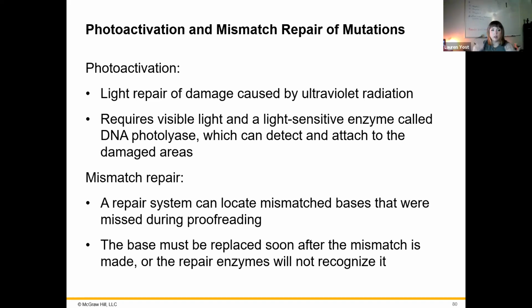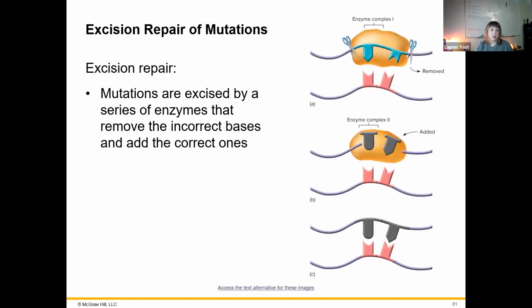So they're not behaving correctly. So that can be the damage that's done by ultraviolet radiation. And we can repair that using photoactivation, where we have visible light that activates enzymes that will go in and literally cut out the bad pieces and make new ones to repair it. But there's also mismatch repair, where if we're going through the DNA and we see that it is mismatched, it's not matching up the way that it should, A isn't binding with T or G isn't binding with C or whatever, we can also repair that if we catch it at the right time.